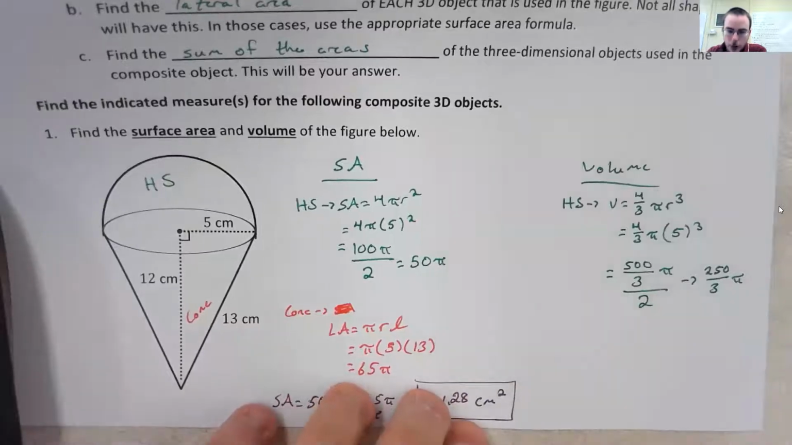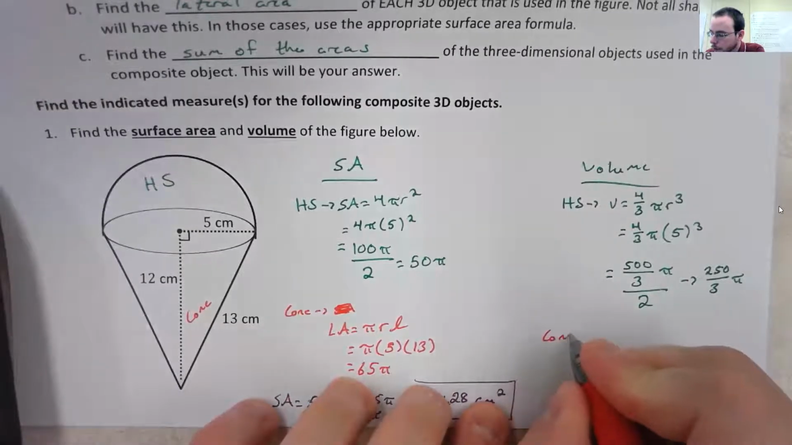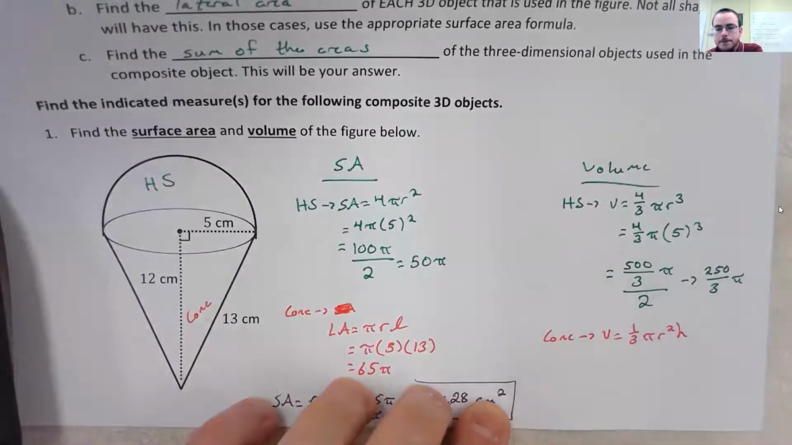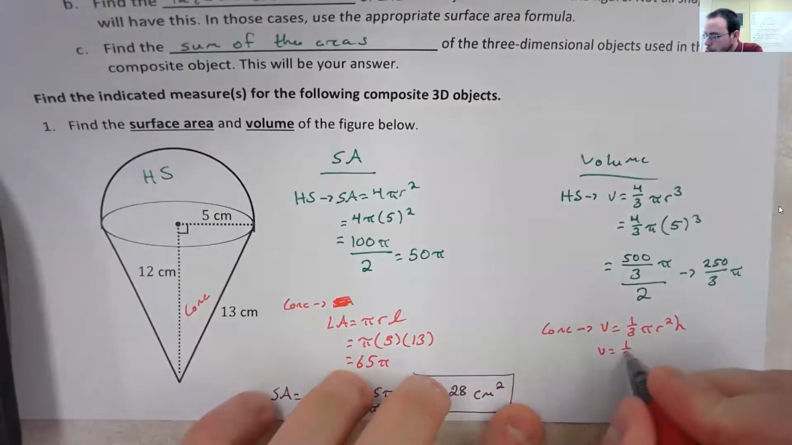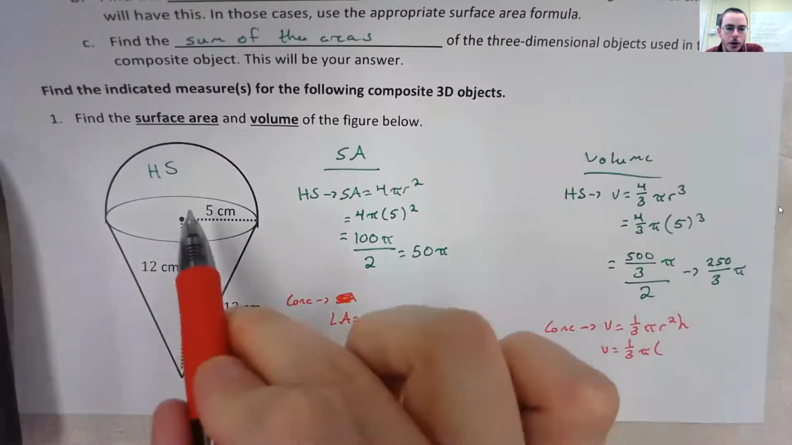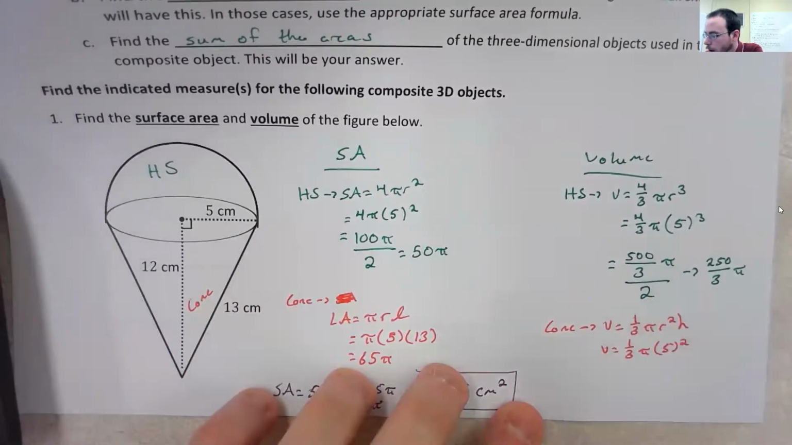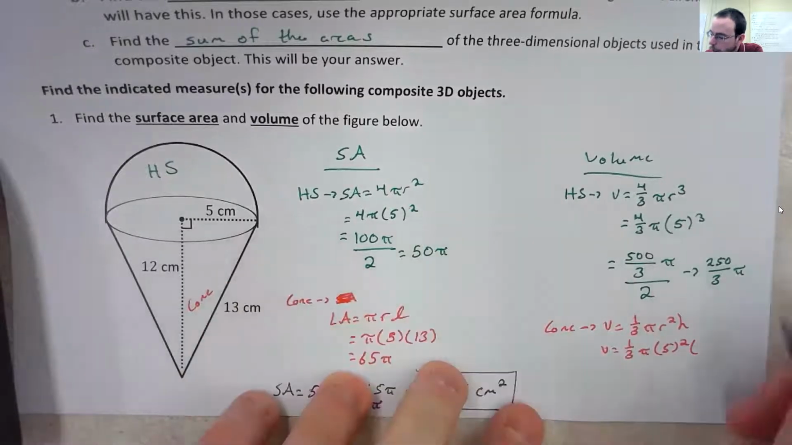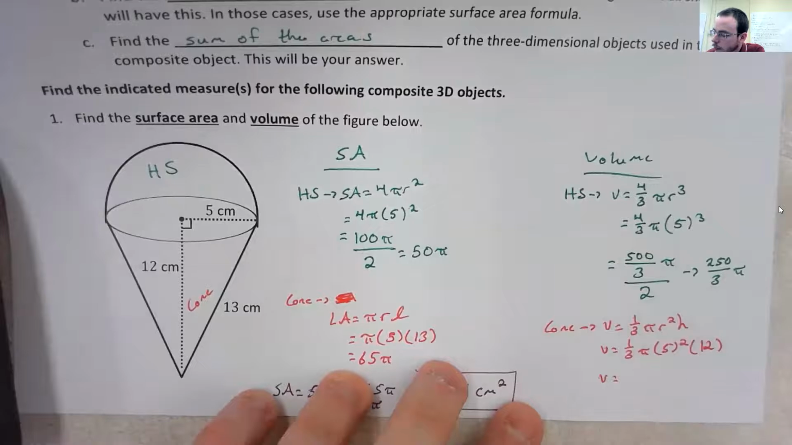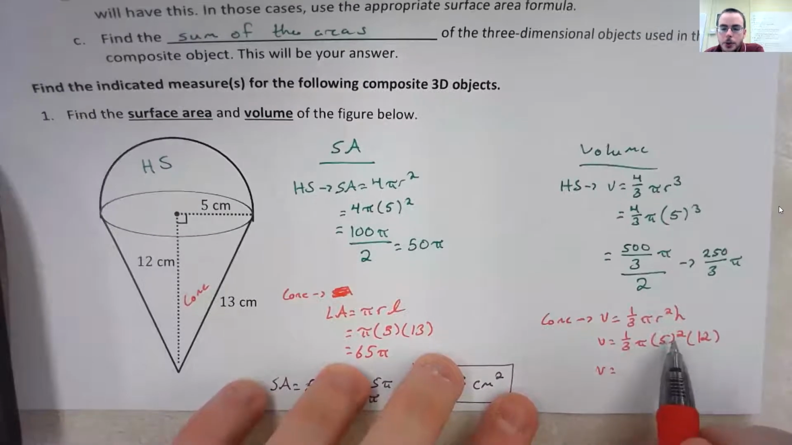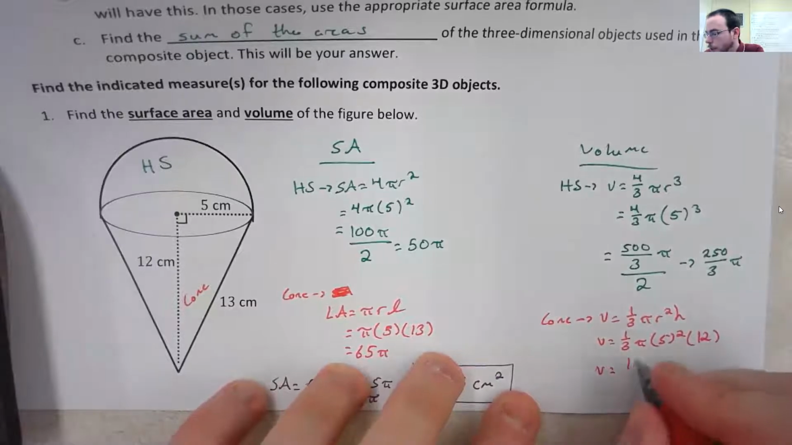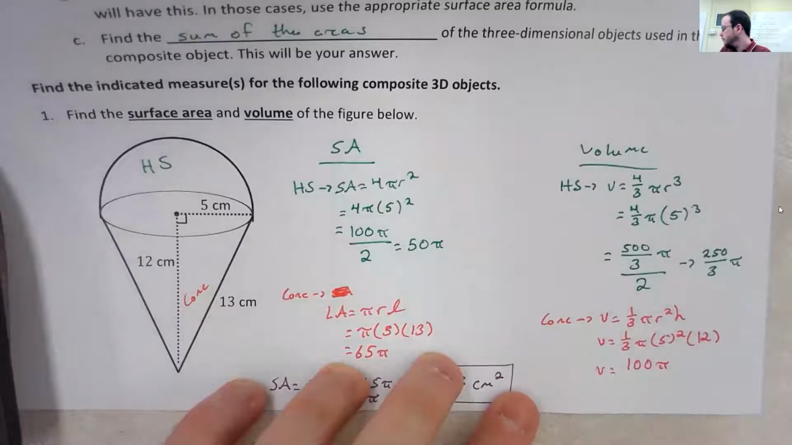Now we need to do our cone. For the cone, the volume is defined as 1/3 pi r squared h. So you get 1/3 pi. The radius of the cone is 5. The height of the cone is 12. 5 squared is 25. 1/3 of 12 is 4. 25 times 4 is 100 pi.